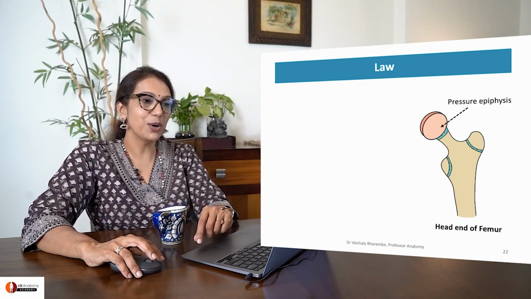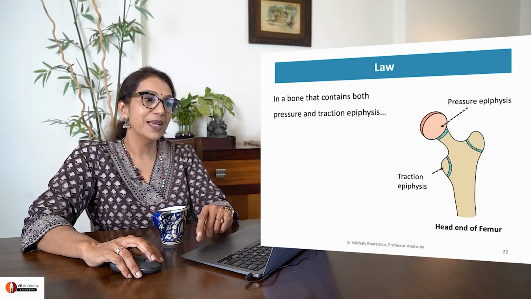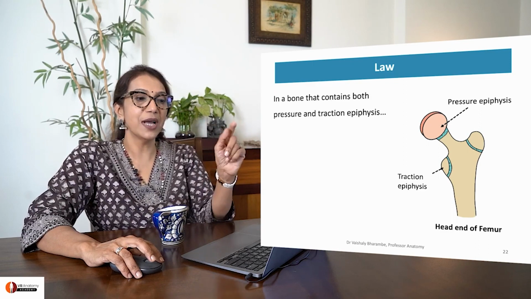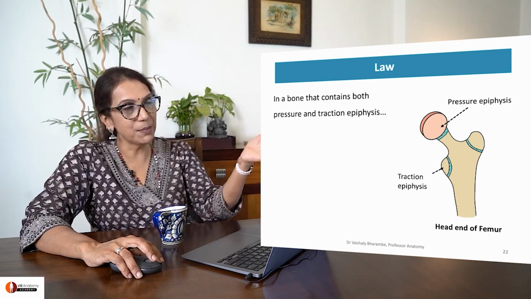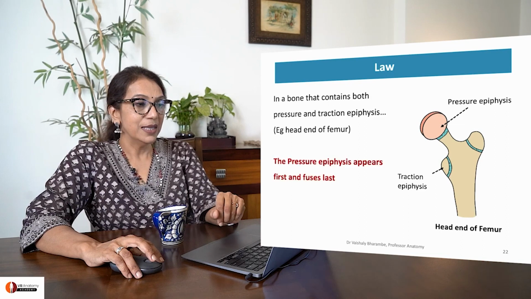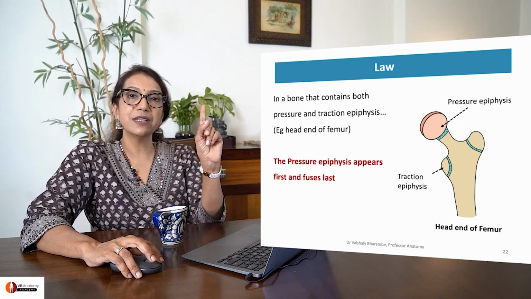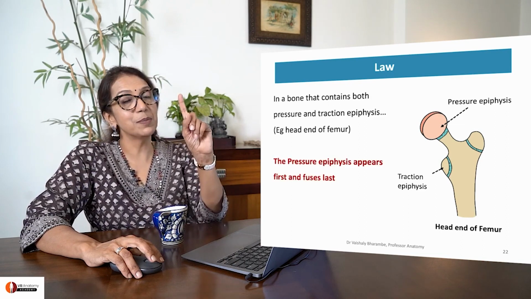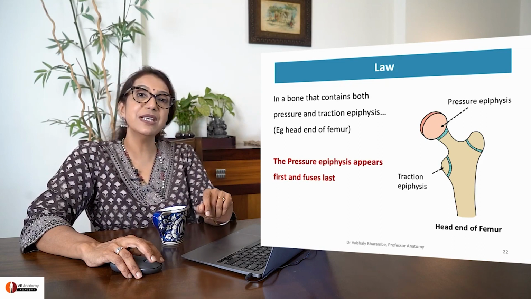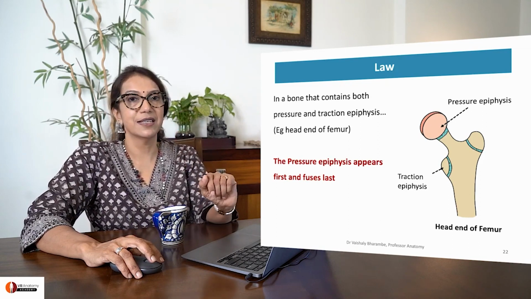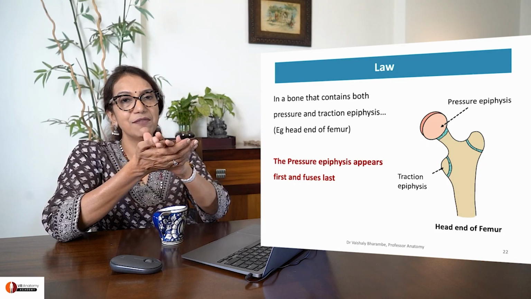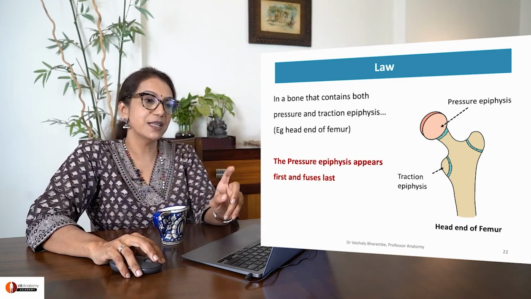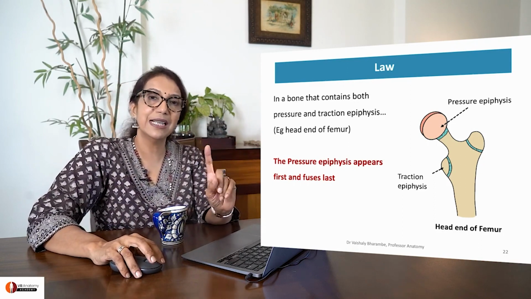So I want to put a little law in human body also. Okay, so let's talk about one little law. In a bone that contains pressure and traction epiphysis, for example the femur, the pressure epiphysis always appears first, and fuses with the diaphysis last. Epiphysis has to fuse with diaphysis. This pressure epiphysis fuses with the diaphysis last.